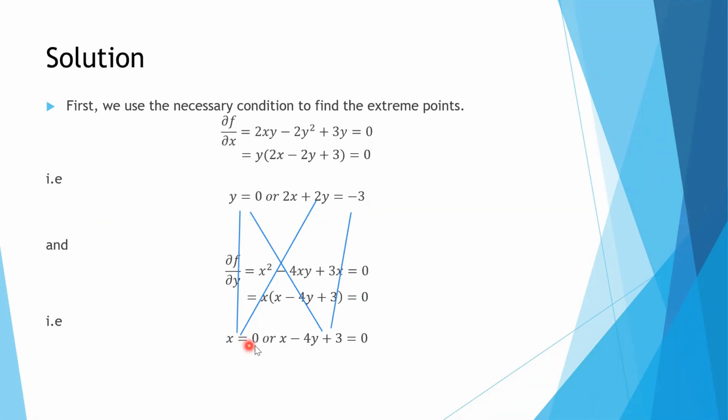So the first point will be x = 0, y = 0. The second point will be x = 0 and 2x - 2y = -3. Put x = 0 because we have taken that, and you'll get the value. In the third condition, you're taking y = 0 and this condition, so put y = 0 and you'll get the value for x. And in the fourth condition, you're taking these 2 equations. You can solve them simultaneously and get the values. So to show what happens, I'm going to the next slide.